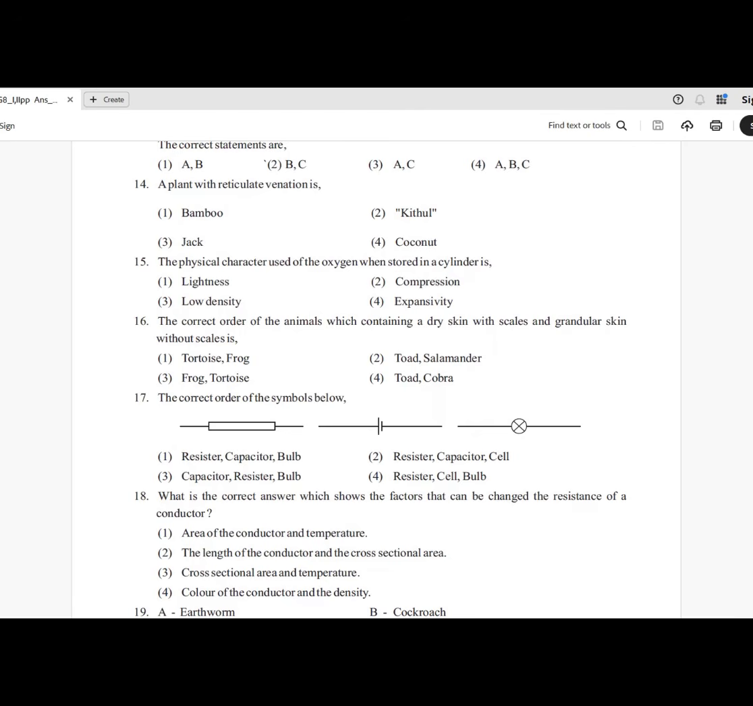17. The correct order of the symbols given below. Answer number 4, resistor, cell and bulb. This is the correct sequence of symbols in an electric circuit. Resistor, cell, then bulb.